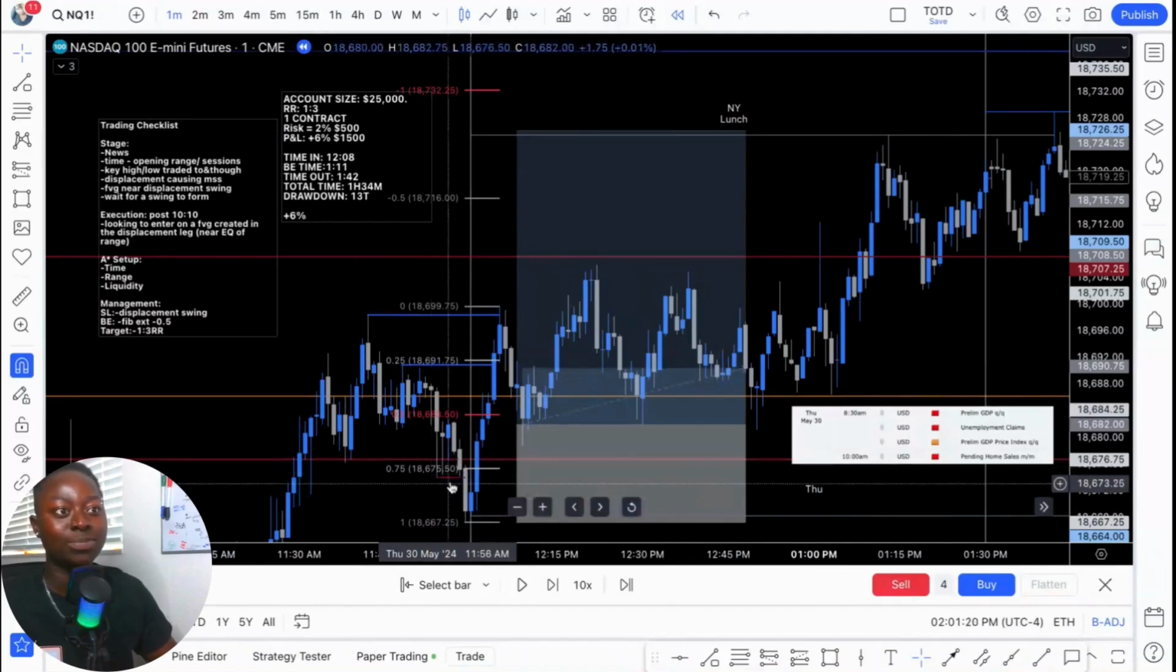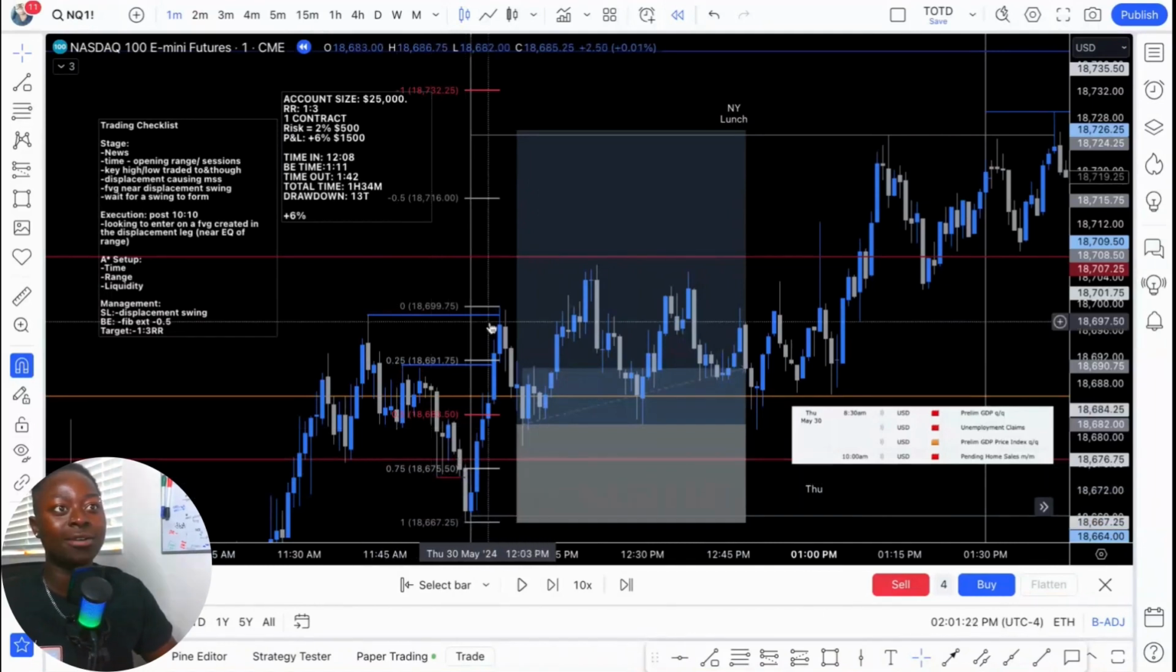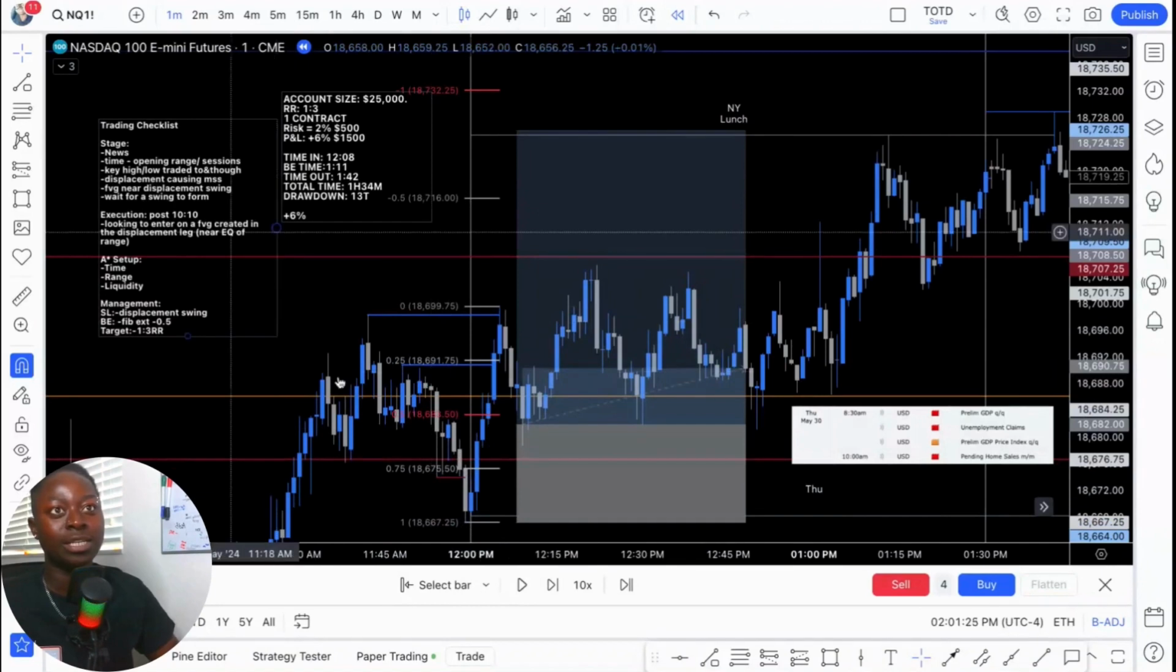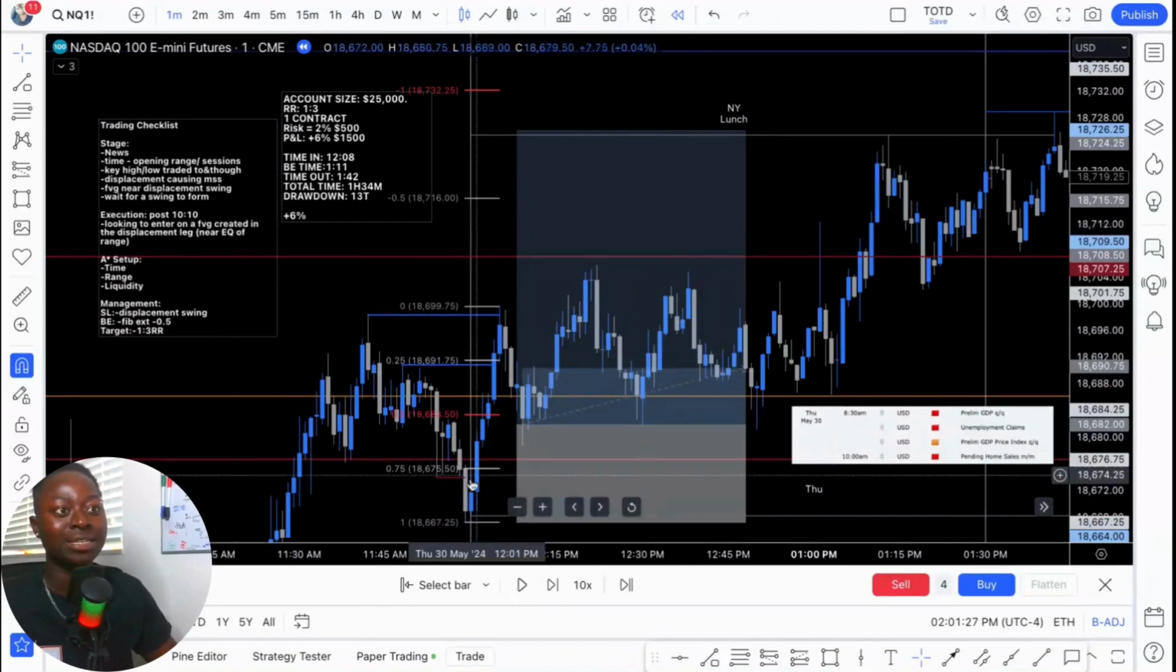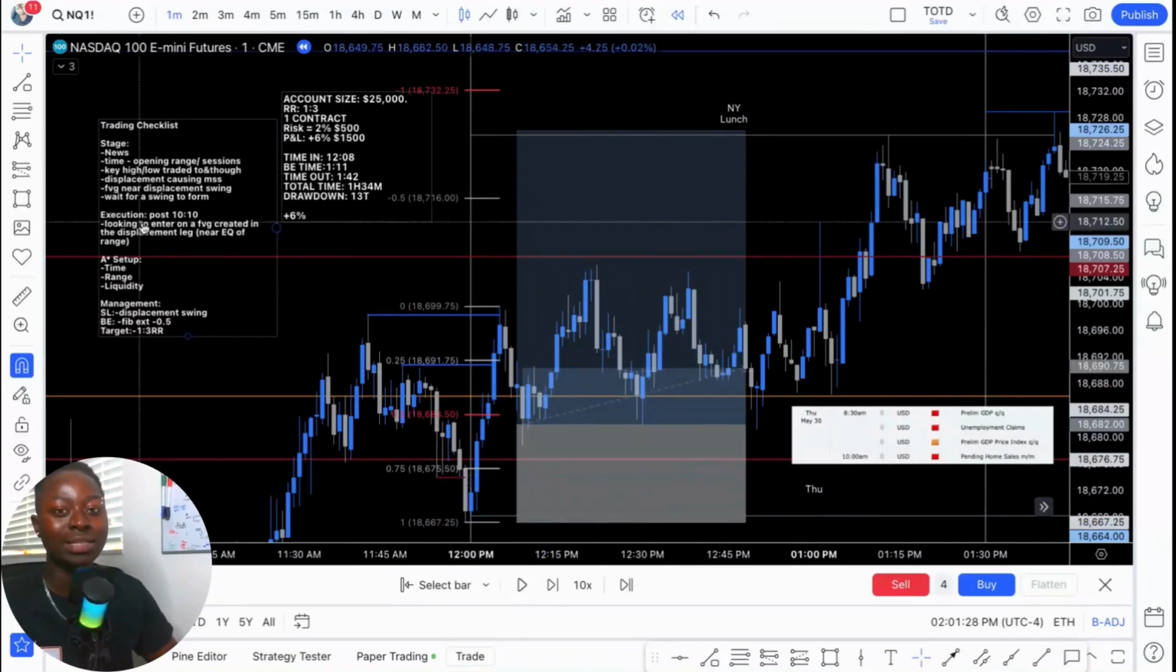We take liquidity below a key low. Displacement higher, causing a market structure shift. The displacement leg has a fair value gap busy near the swing low. We're waiting for a swing high to form to anticipate execution. For execution, we're looking to enter on a fair value gap created in a displacement leg that took structure at or near the 50% range.